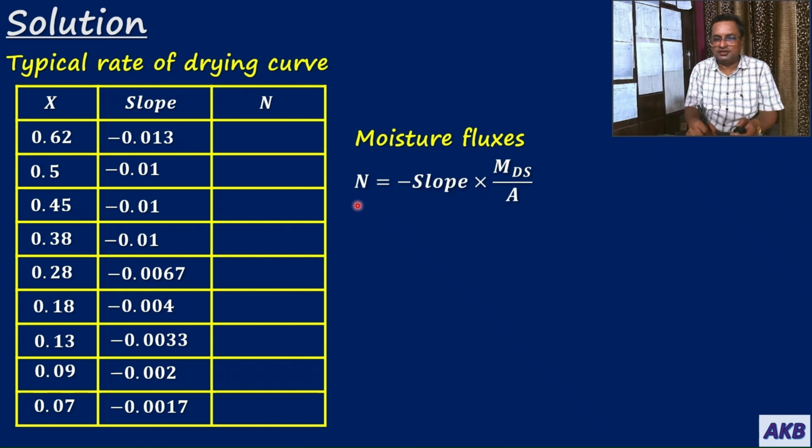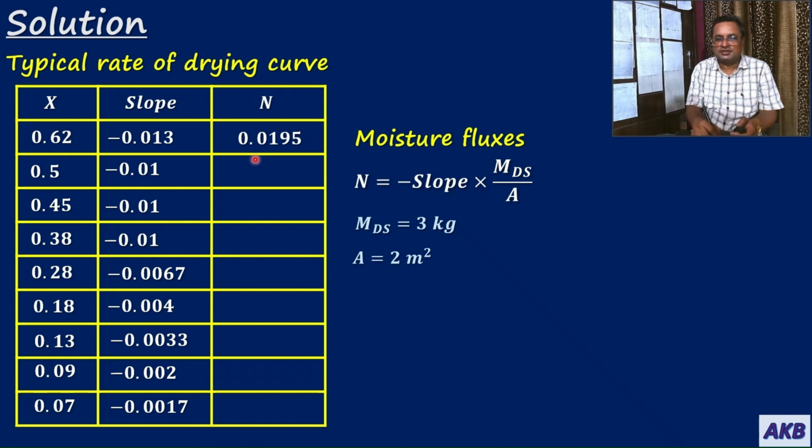So it is given by this formula. N is equal to minus slope into mds upon A. mds, this is the mass of bone dry solid. It is given to us, it is 3 kg. Area that is available for drying, it is given to us, it is 2 meter square. So let us use this formula for getting N for each of the points.